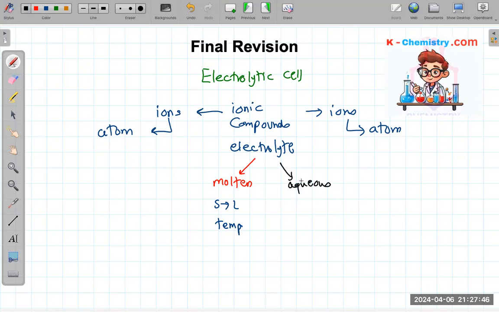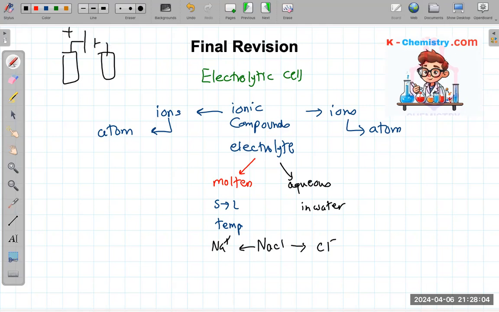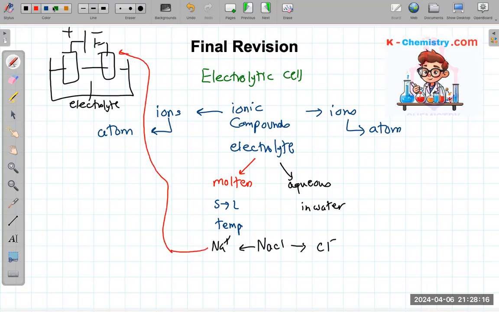And this is when you dissolve this electrolyte in water, but molten has no water. The same thing happens in both of them. The compound is broken down into the ions. So NaCl is broken into Cl minus and Na plus. And this one is made from 2 electrodes joined by the battery, plus and minus. And then in this container, there is the electrolyte that's broken down. The positive ions will start to move and go to the negative electrode, and the negative ions will start to move and go to the positive electrode.